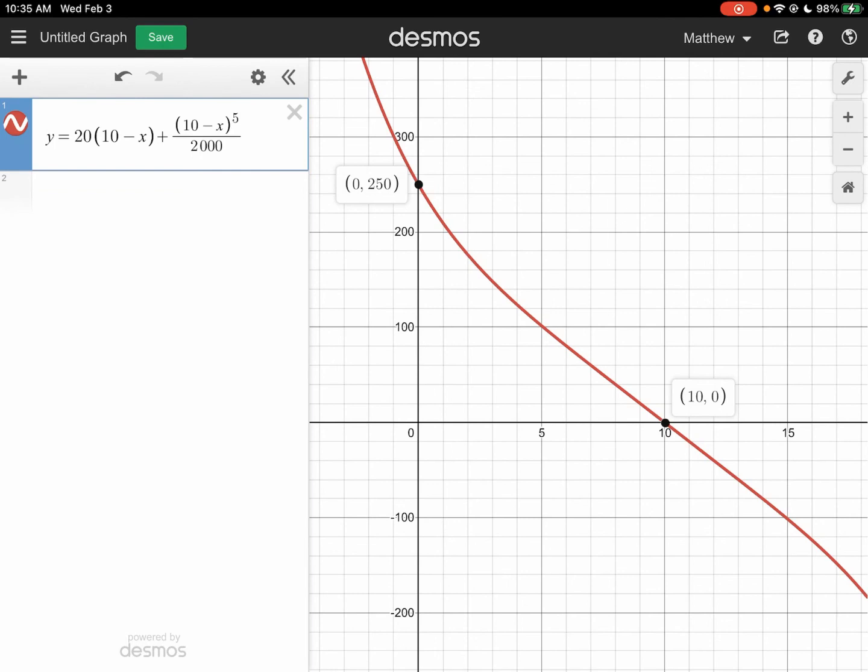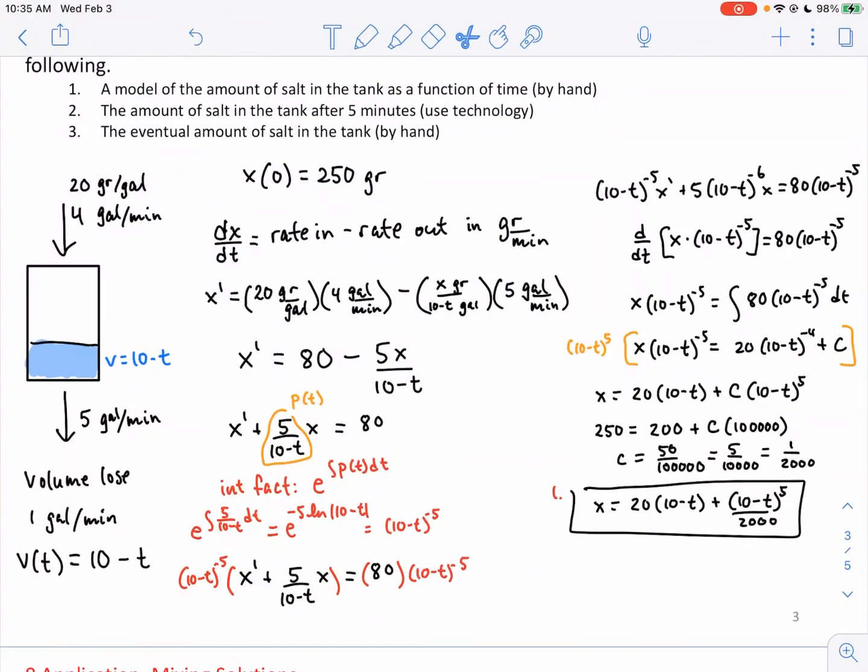All right, notice what is going on. According to our model, the amount of salt is decreasing with time, even though we're pumping a salt solution into this tank. Well, the problem is that the tank is losing more solution than it's gaining every minute. So we are steadily losing volume. Let's go back to our volume expression right here. Right, we lose 1 gallon every minute.